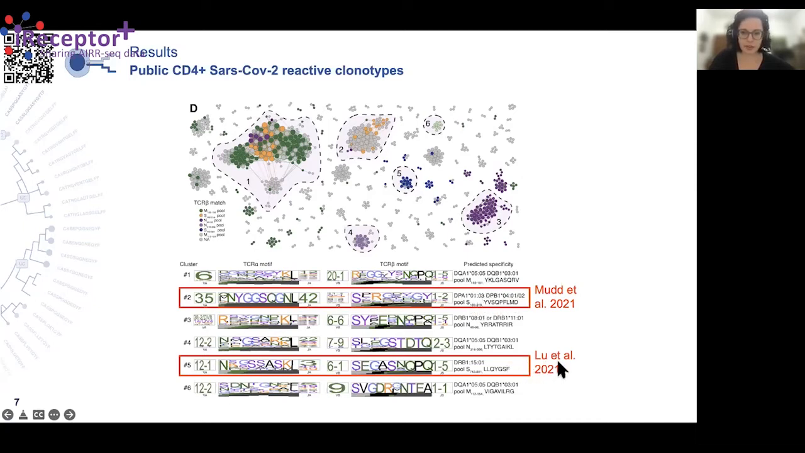And the same thing we found in Lu et al., who studied a certain number of TCRs and analyzed the specificity. And among those TCRs, there was one or two of these cluster, which is also specific for the spike protein.